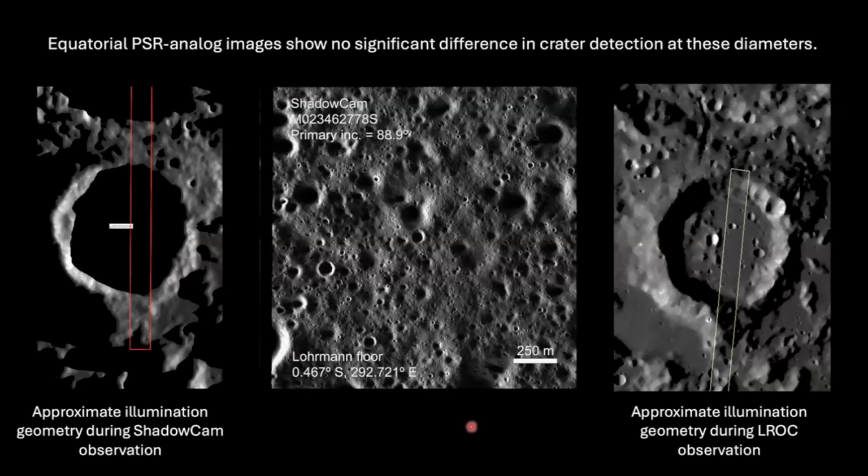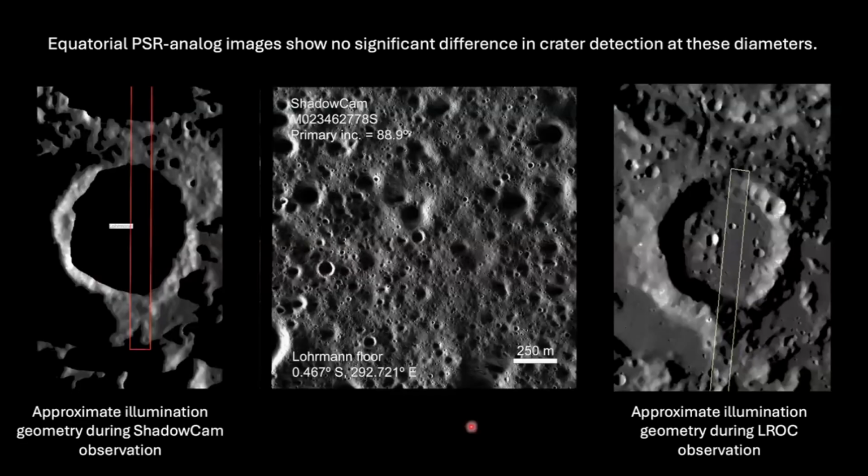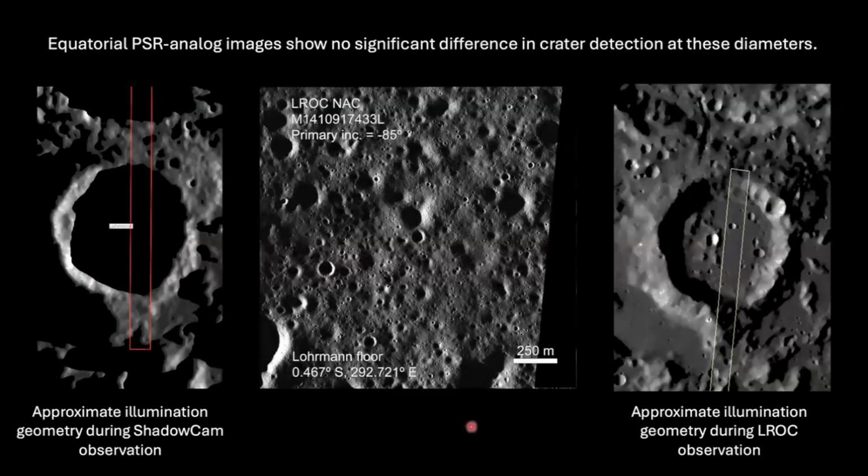And we went through and counted these craters, and there's no difference in the number of craters that we see, and not especially in the diameter range that we're looking at, 60 to 200. So we don't think this is an effective illumination.